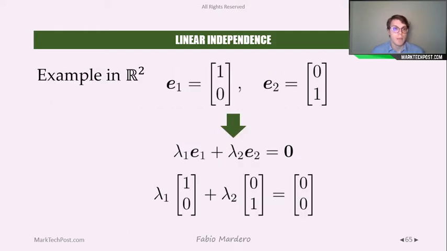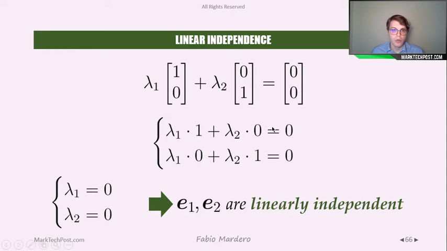Let's take an example in R2 of linear independence. I want to show you how these two vectors, E1 and E2, are linearly independent. How can we test it? Well, we take the linear combination and we set the result equal to the neutral element, which is the 0 vector, of course, in R2. So two components equal to 0.